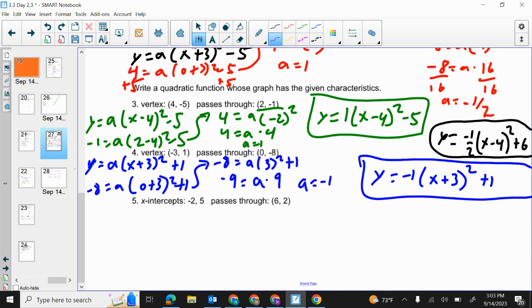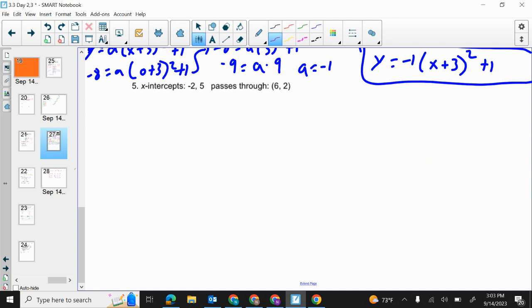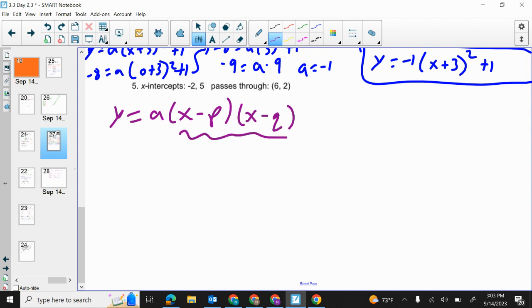And last one, like I said, use the information that they give you. Number 5 gives me my x-intercepts, not my vertex. So I'm not going to do vertex form. I am going to do factored form, which if we remember is y equals a(x minus p)(x minus q). Realistically, this means get your factors.